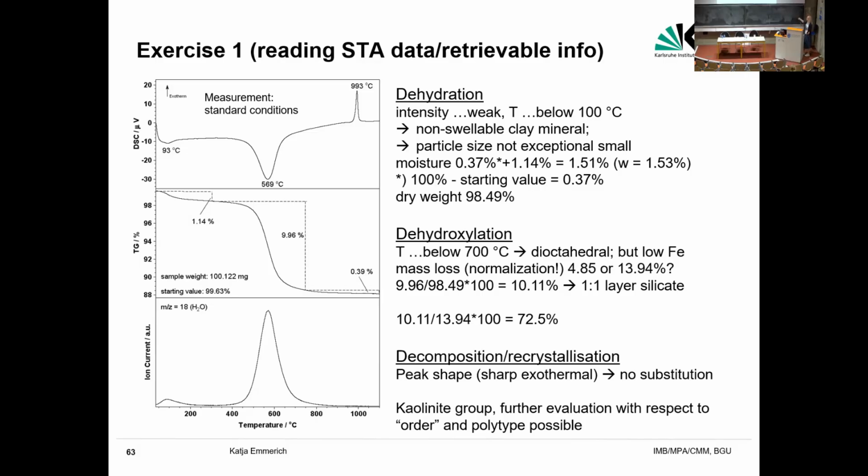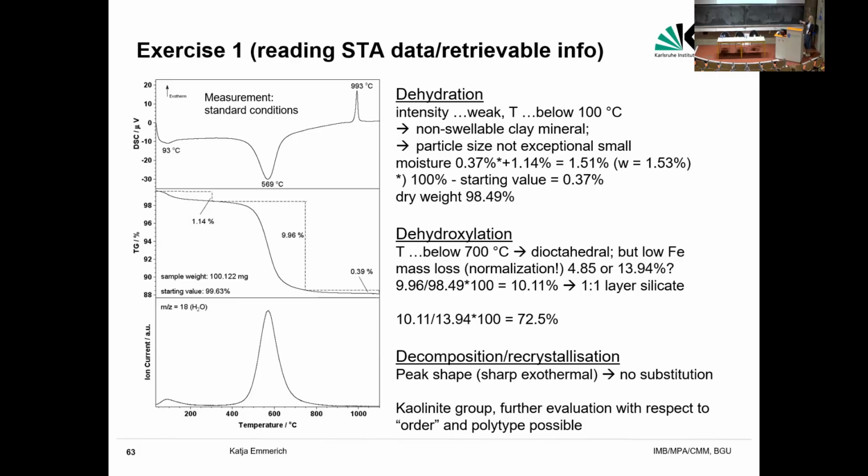But here you see the difference between 100% and the starting value. This is the mass that we lost during the isothermal segment, plus the mass loss that you see here in the dynamic segment, gives you the moisture. Moisture can easily be transformed into the water content. You see there is a very small difference at these low values, but if you think about the example with the 50% moisture, then you have a large difference between the moisture and the water content value.